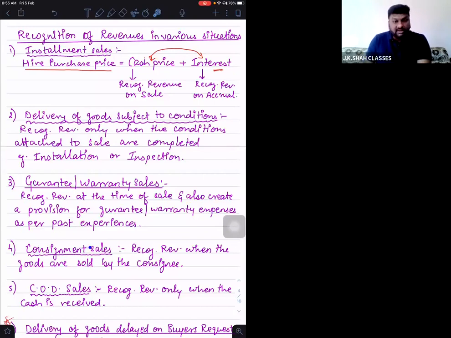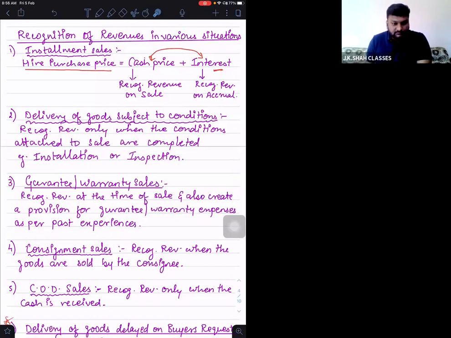Consignment sales, you're already aware. The sale on consignment basis should be recorded when the goods are sold by the consignee. The sale should not be recorded when the goods are sent on consignment. The sale should be recorded when the goods are sold by the consignee. Then you will recognize the sale.